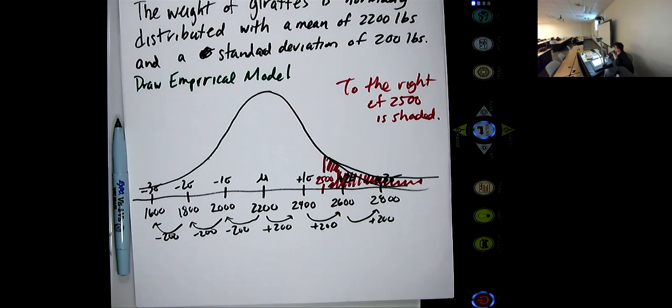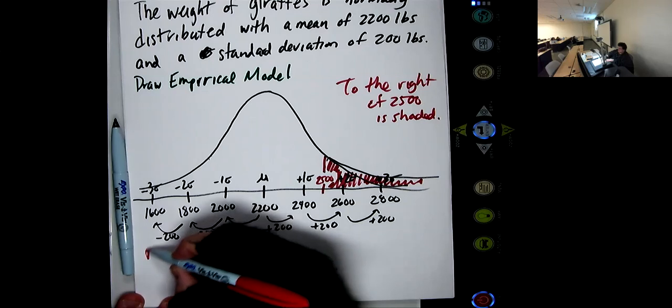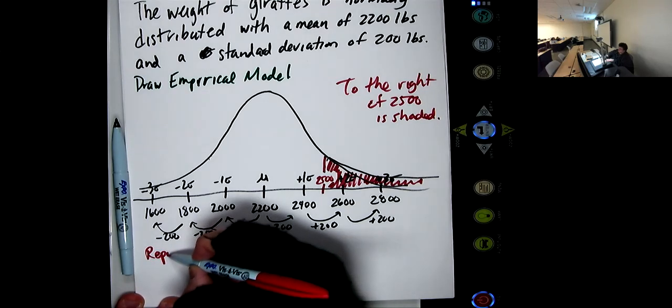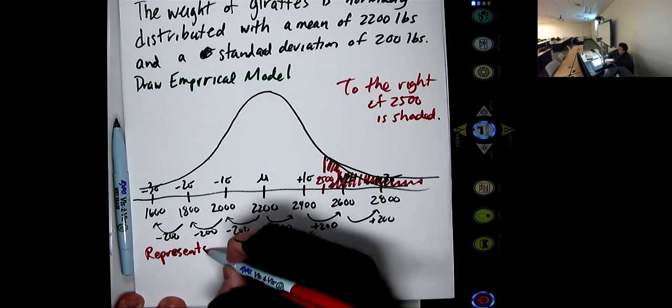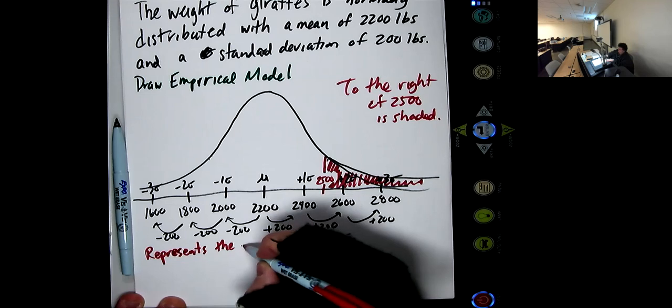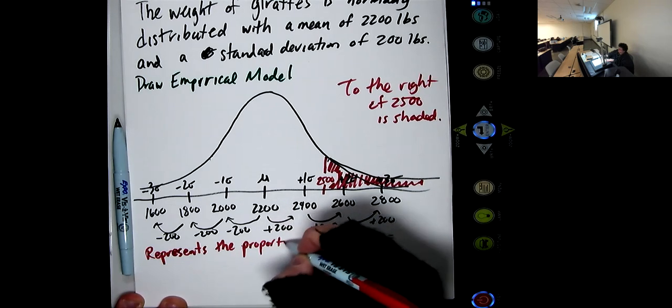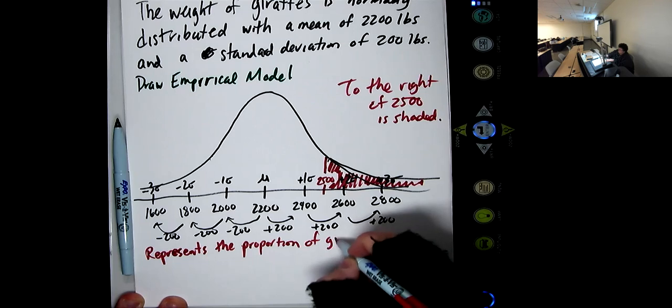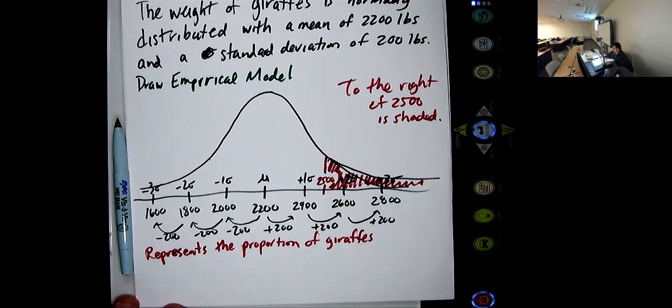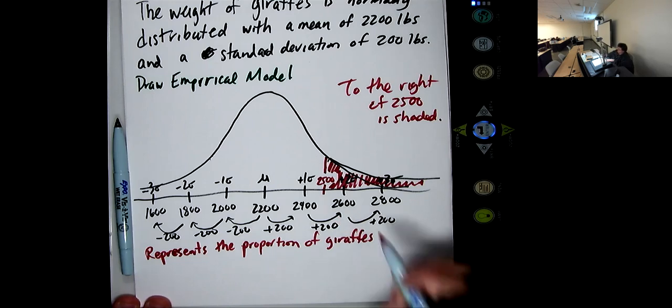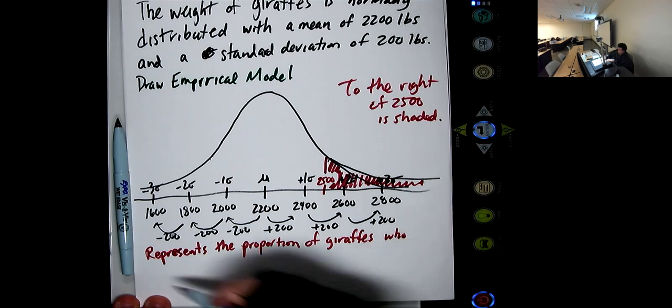We had two things that we could say. It represents the proportion of the population, or represents the proportion of giraffes, since that's what we're talking about. And if we look at it, the numbers to the right of the 2,500 are all larger. And this is talking about weight. It represents the proportion of giraffes who weigh more than 2,500 pounds.